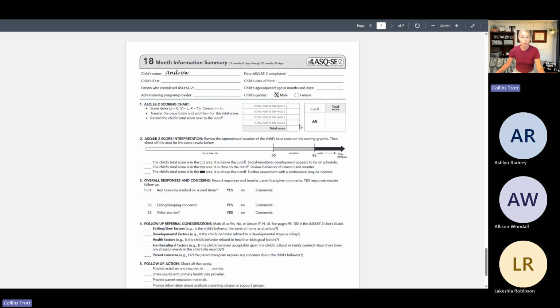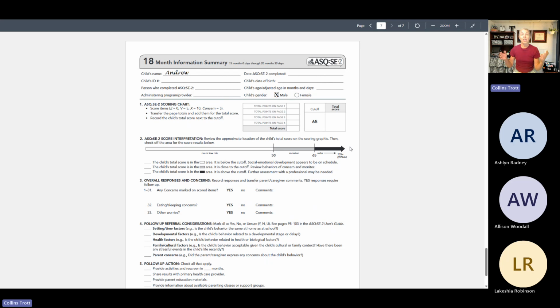So I'm going to write my total score here. I'm going to write my total score up here. 110 is higher than the cutoff. I'm looking at this arrow here. So 110 is going to be over here in that black area.